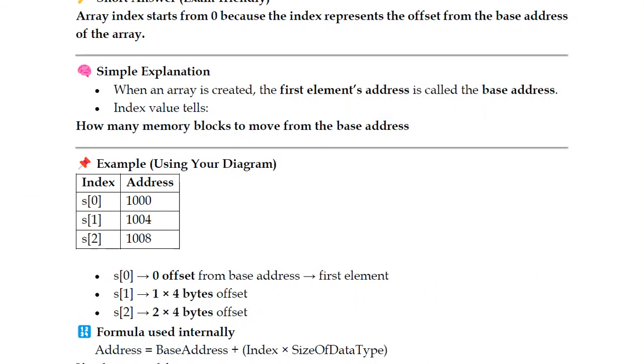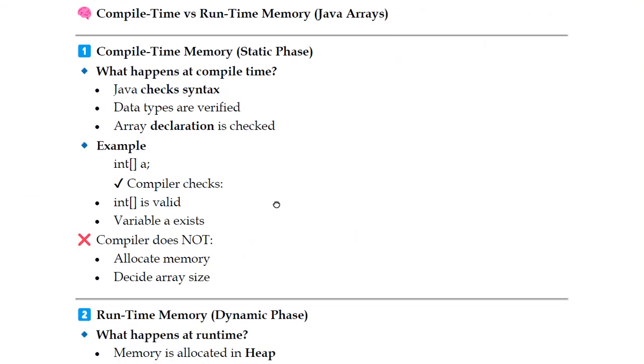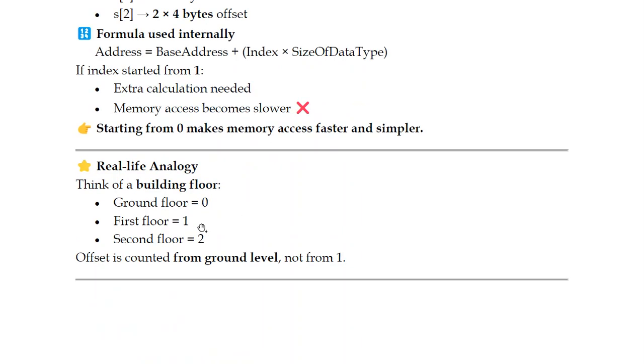How many memory blocks to move from the base address, so that's why you always start from zero. Am I right? If you're starting from some threshold value, that is your starting point, zero. From that position only, how many steps you are moving. Am I right? I'll take a simple real life example. Wait, I'll take that analogy.